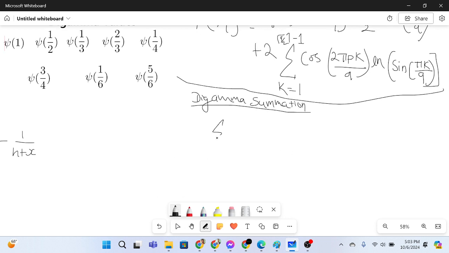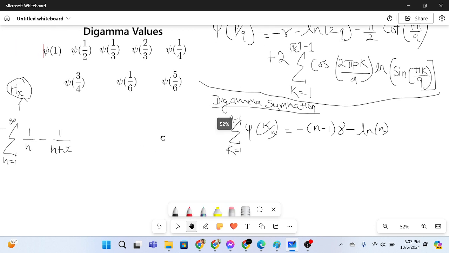Okay, now this says that the sum from k equals 1 to n minus 1 of Digamma of k by n will be equal to minus n minus 1 times the Euler-Mascheroni constant minus ln of n. This is the Digamma summation formula. And let's see how we can use the summation formula to find all these values that most frequently appear during infinite sums or calculations.